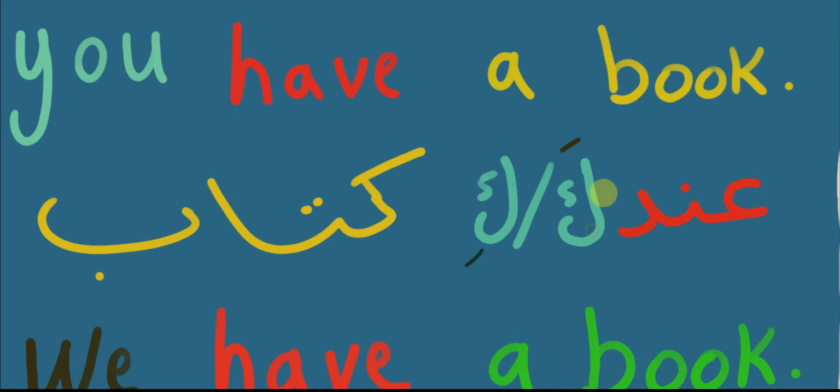I put these marks here just to indicate there is a difference. If there is no punctuation mark, it will be the same thing. So you would have to know it from the context if you're reading. But if they have the punctuation mark, if it's done correctly, it should indicate whether it's feminine or masculine. So عندك كتاب. You have a book.